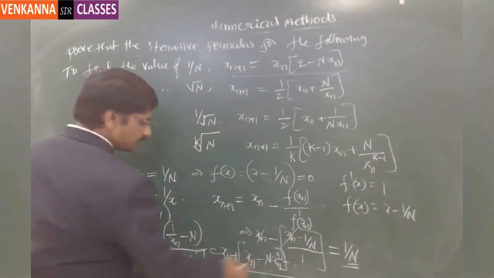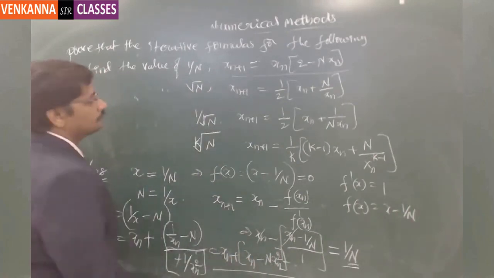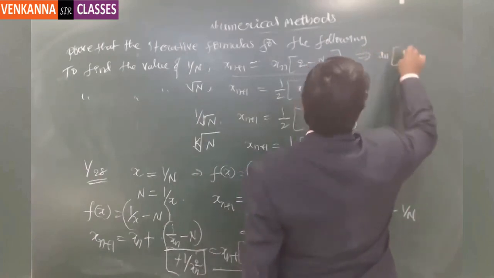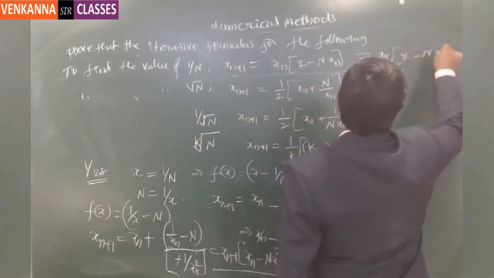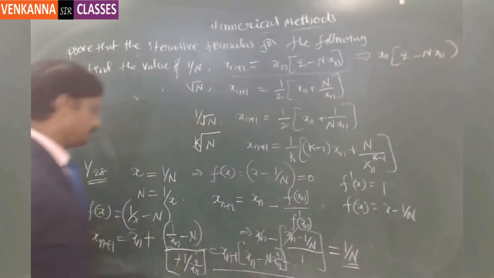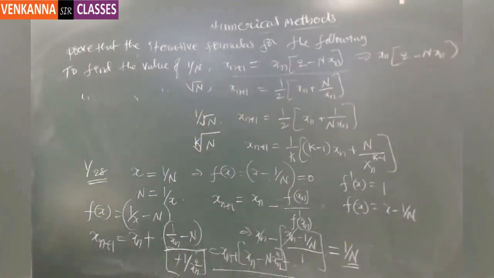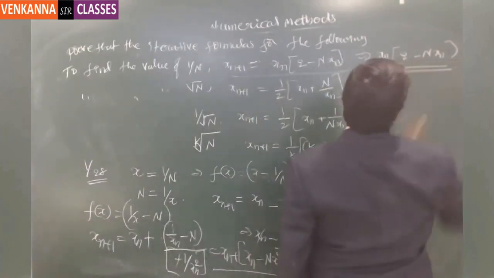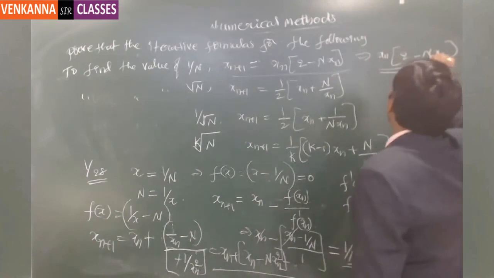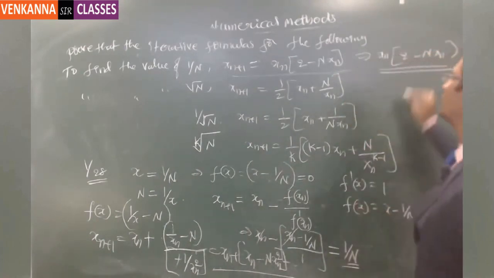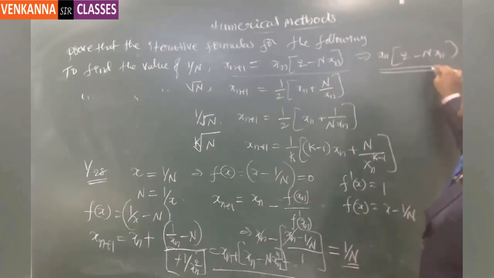So this is 2xn, and then you can take out xn, so (2 minus nxn). Yeah, that's all. So this way you can identify the function value in the iterative format. Now here, depending upon this n value, n is coming out to the numerator, then you will be able to easily calculate with the help of iterative methods.